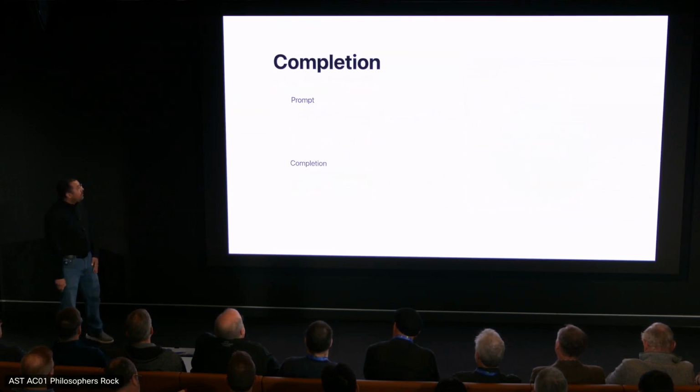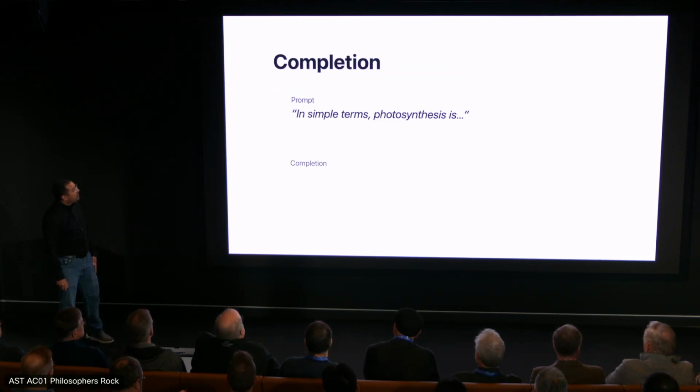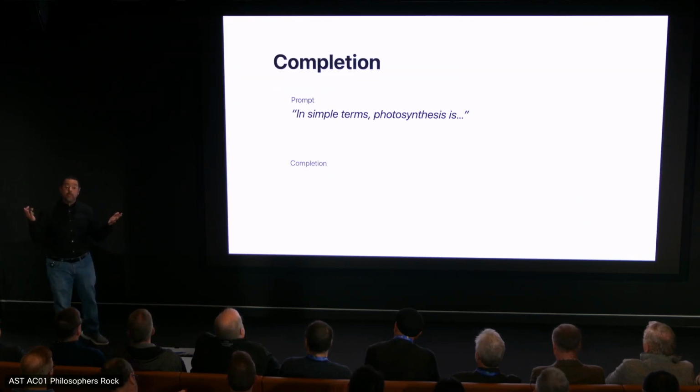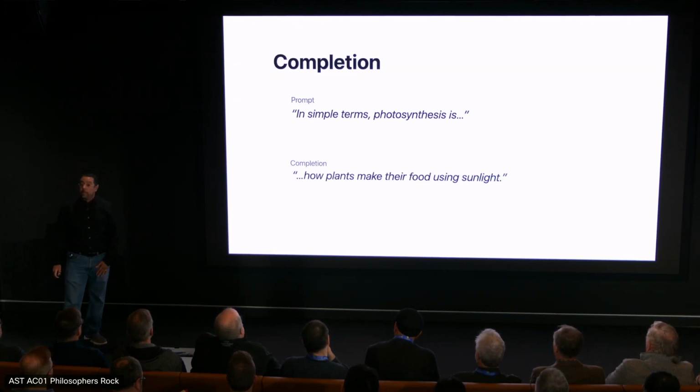As an example, if you were to provide a sentence like this, in simple terms, photosynthesis is, it's going to try to calculate what's the probability that the next word is how, or that, or the, right? And then choose the highest one and put that one there. And then it's going to try to calculate the probability of the next word, and then the next, and the next. And then it might come up with an answer that may be something like this.